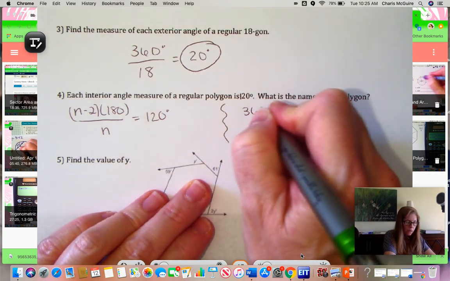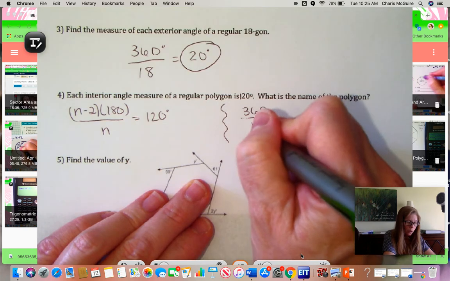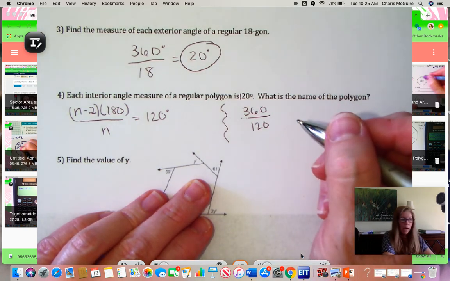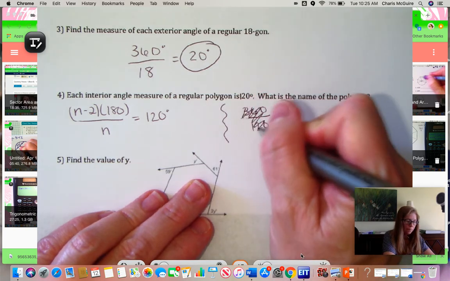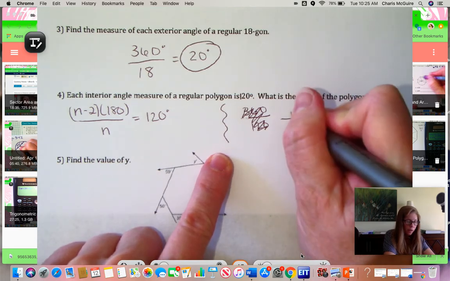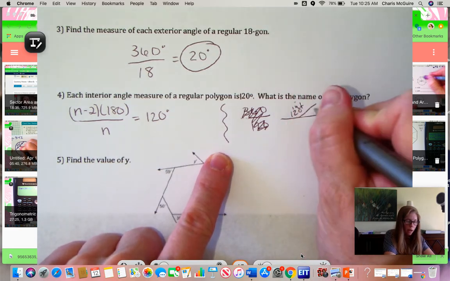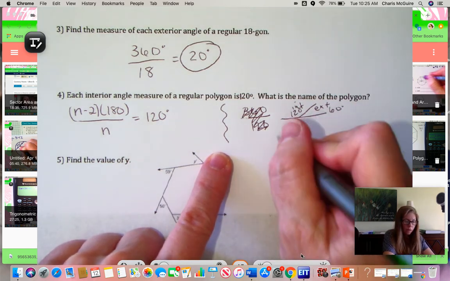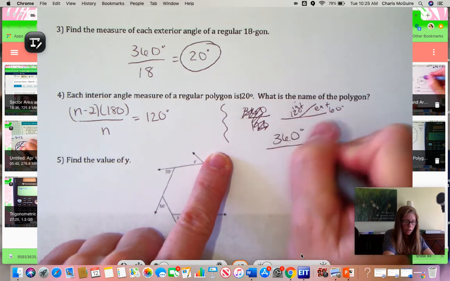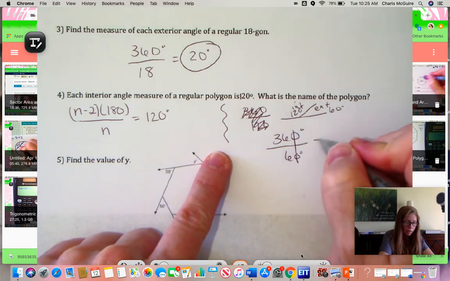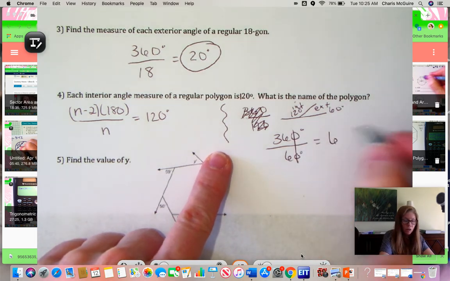or you can go backwards, right? What's 360 divided by 120? Oh wait, we don't want to do that, sorry. Back it up, Mrs. McGuire. This is our interior angle, right? So if I have 120 on the interior, how much is on the exterior? 60 degrees, right? And I've got 360 divided by 60 degrees, because they're all the same, it's regular, and that is going to give me 6. N equals 6, which is a hexagon. Yay.